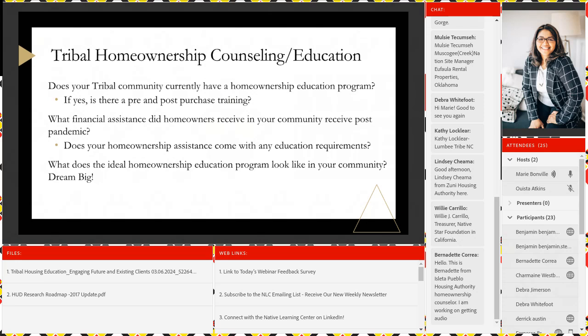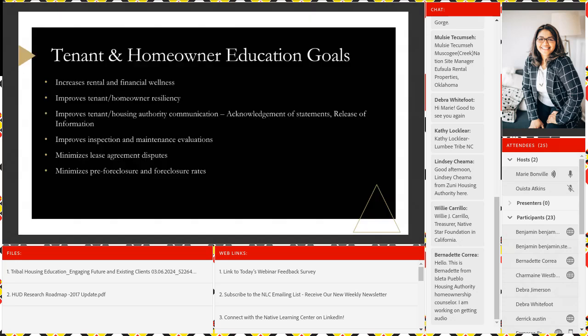So having that conversation with your stakeholders is important as well, and kind of brainstorming that with the group, which is why I leave these slides for you to take them apart and do with it whatever you would need to ask those questions of your community and your stakeholders. But here's what we know about tenant and homeownership education goals.